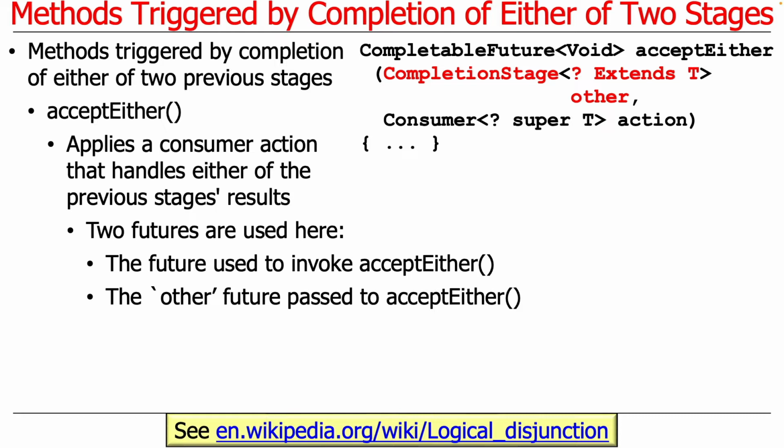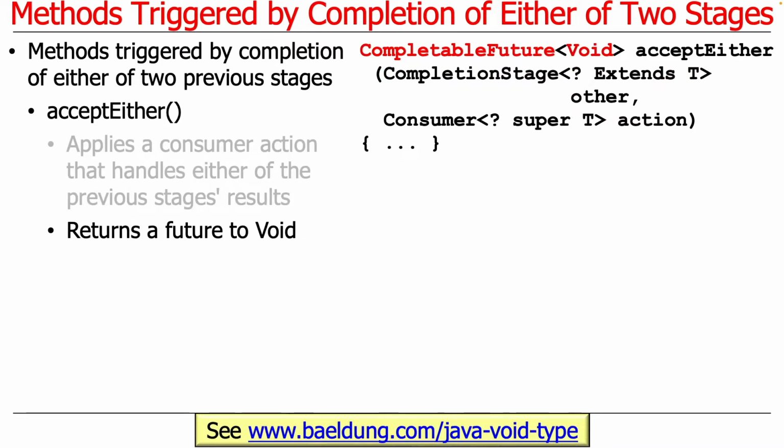One is the one that's used to invoke acceptEither, which I don't show here because it's not part of the signature, but since it's not a static method, you realize it has to be called in the context of an object. And then the second is shown here as the first parameter. It's the other completable future that's passed to acceptEither. So those are the 2 completable futures that are going to be used. It returns a future to void.